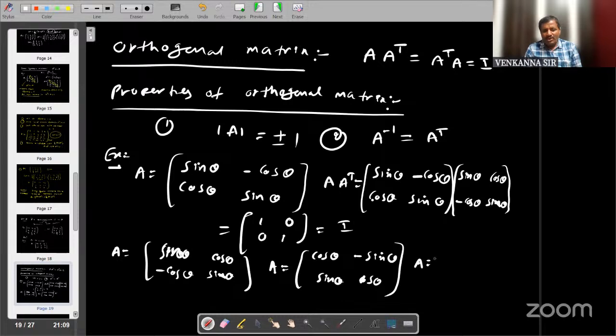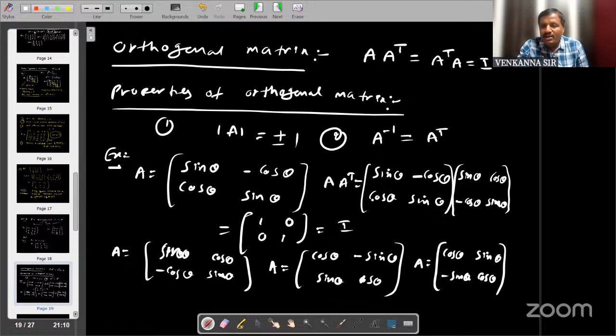And one more example also you can write easily. No need to memorize the examples. Cos theta, sin theta, minus sin theta, cos theta. Also an example of orthogonal matrix. Just observe how I am writing the examples of all orthogonal matrices. What is the condition for orthogonal matrix? A into A transpose equal to I. For any matrix to check the condition of orthogonal, what you have to do here? A into A transpose. Don't check only the determinant. Determinant of A is plus or minus 1 doesn't mean that it's orthogonal always.